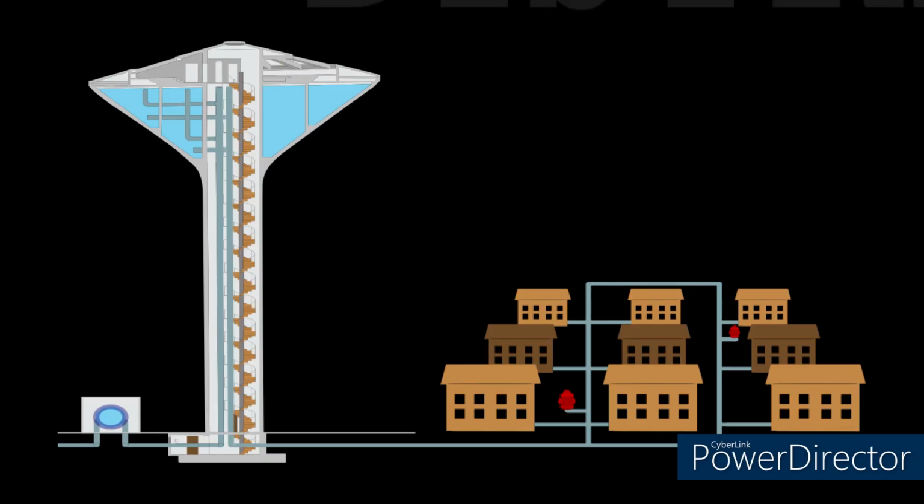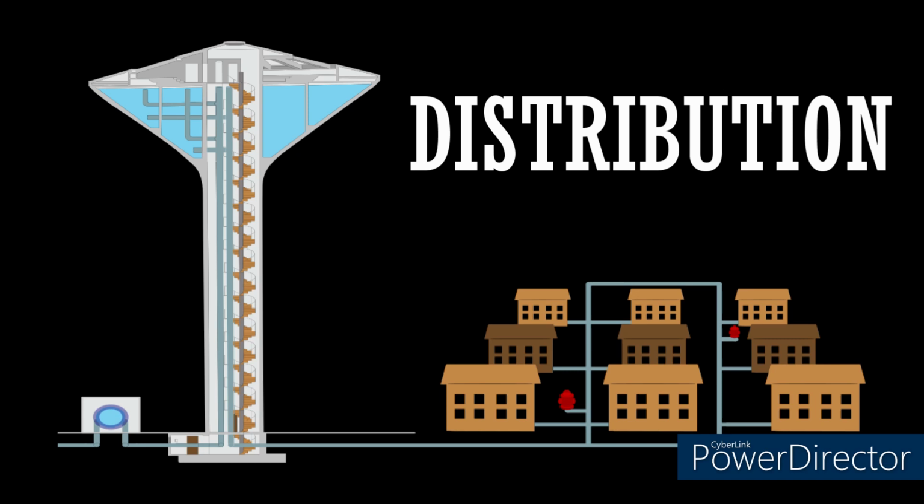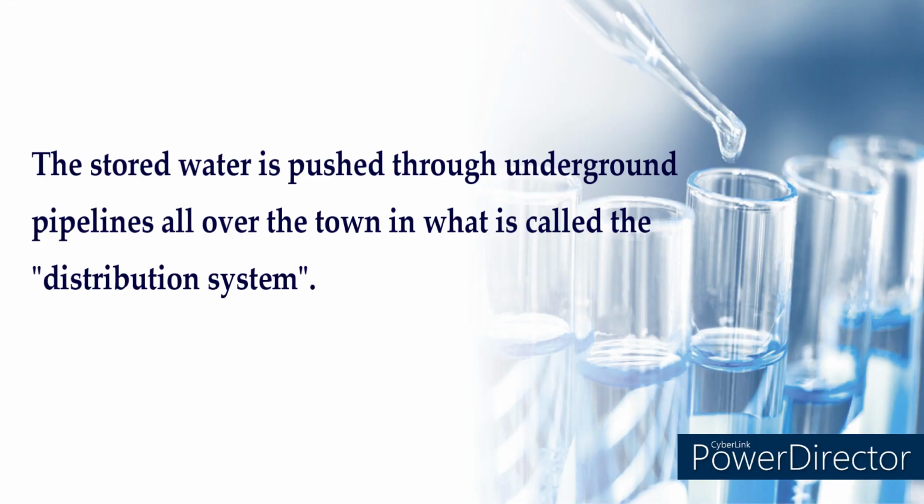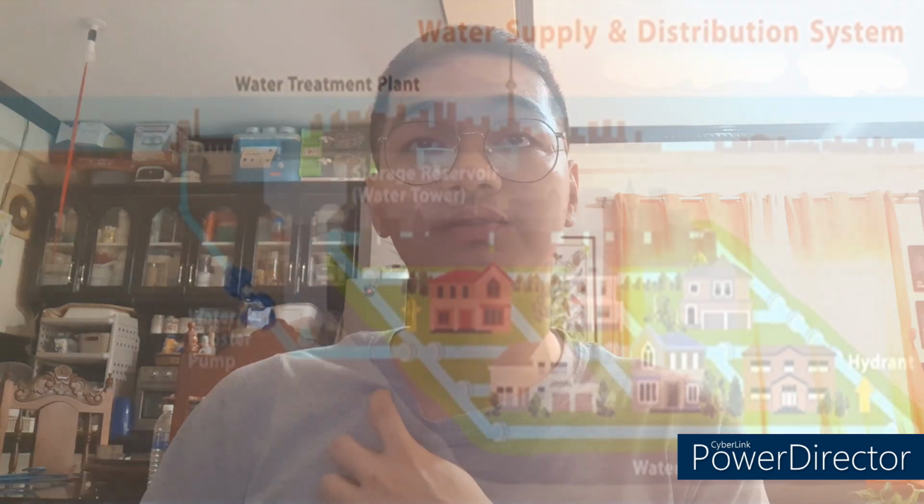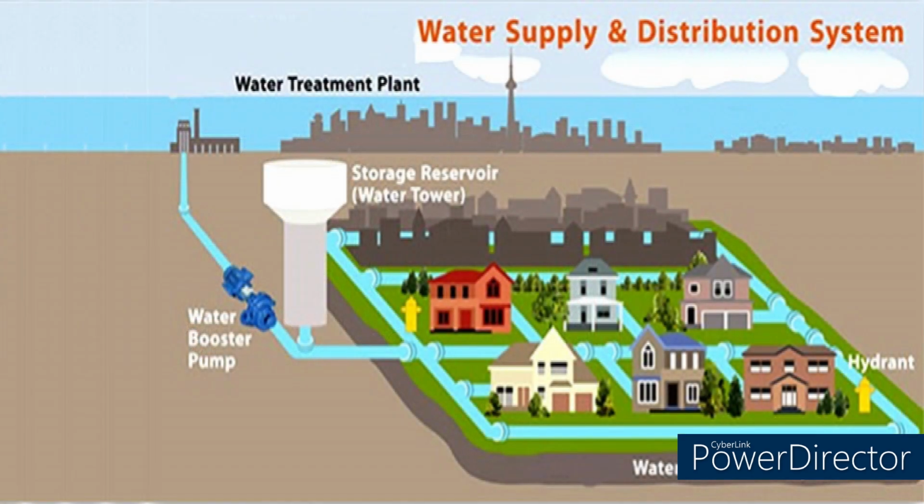Next is distribution. So how does the water come out of your kitchen tap? The stored water is pushed through underground pipelines all over town in what is called a distribution system. A distribution system consists of large water pumps at the treatment plant, overhead water storage tanks, large pipelines, smaller pipelines, fire hydrants, valves, and water meters in your yard.